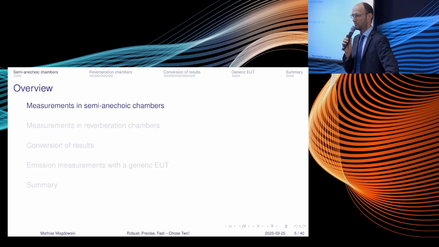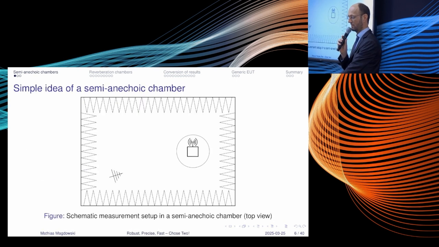After this short motivation, I would like to give a brief introduction into semi-anechoic chambers, then into reverberation chambers, then look at how we can convert results from one environment into the other. One important property in this section will be the directivity of equipment under test. Then I'll show some exemplary measurements that a colleague of mine did in Magdeburg a couple of years ago, and of course at the end there will be a quick summary.